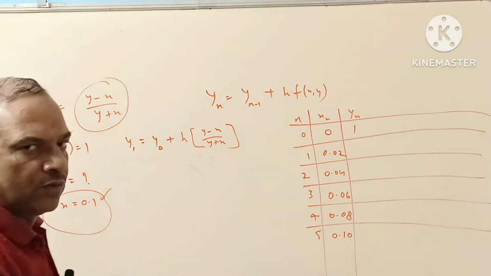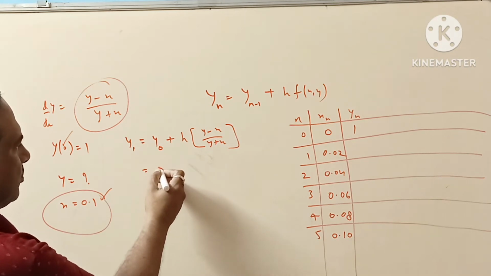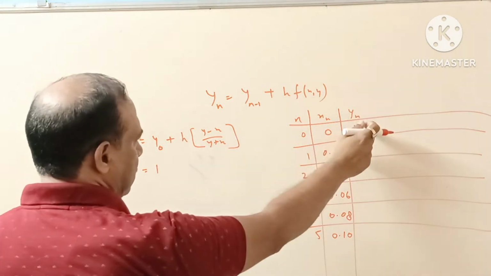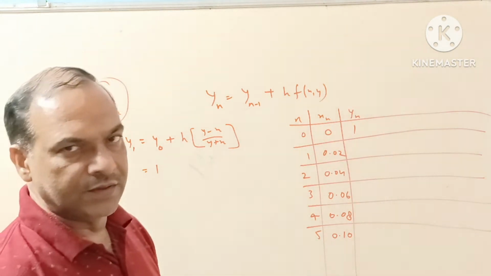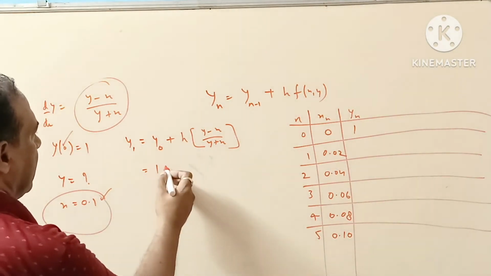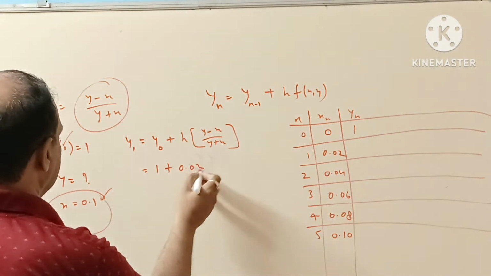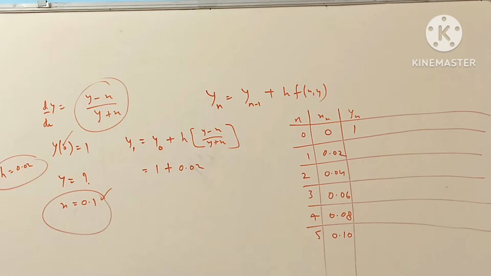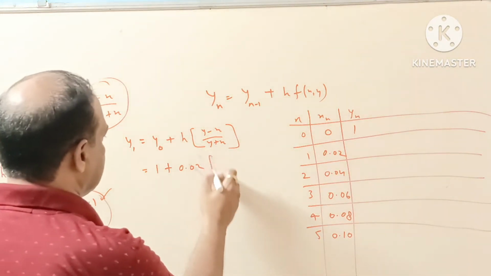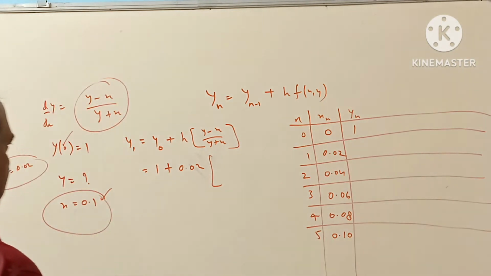I have to find out the value of y1. Now here in this case, y0 is 1. This is the value of y0 because it is yn, and here n is 0. Y0 is 1, and the value of h is 0.02, because earlier it was h, and I am just writing it down here, 0.02. And the value of y minus x is how much? Now here you have to put the values itself.